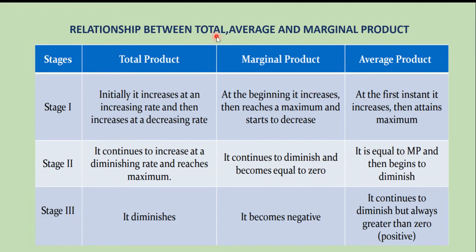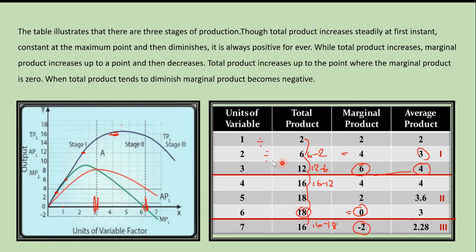Let us see the relationship between total, average and marginal product. Total product, marginal product and average product. Stage 1. What happened in stage 1? The total product was increasing. The marginal product reached the maximum. The average product reached the maximum.